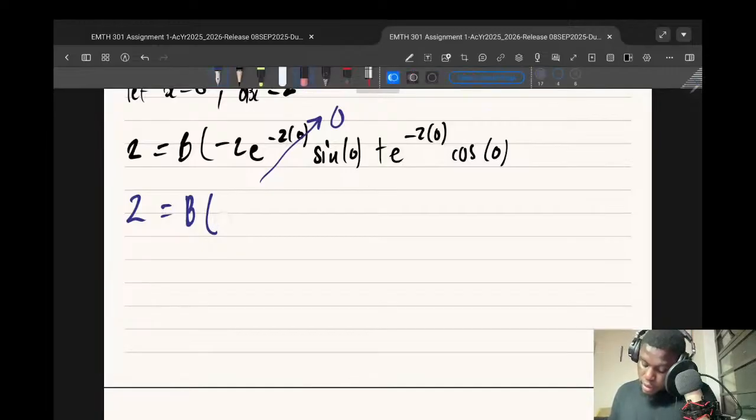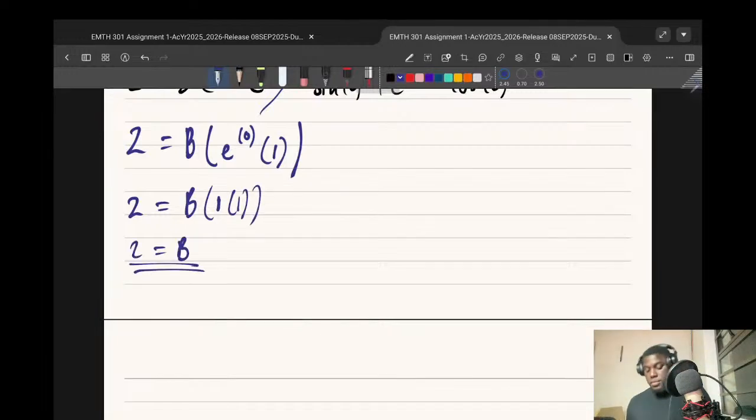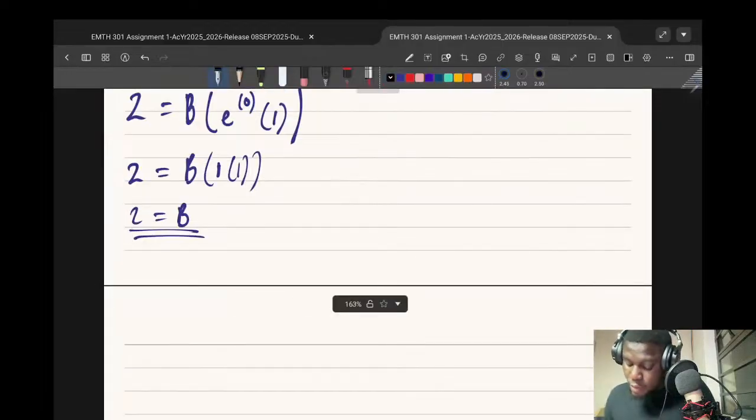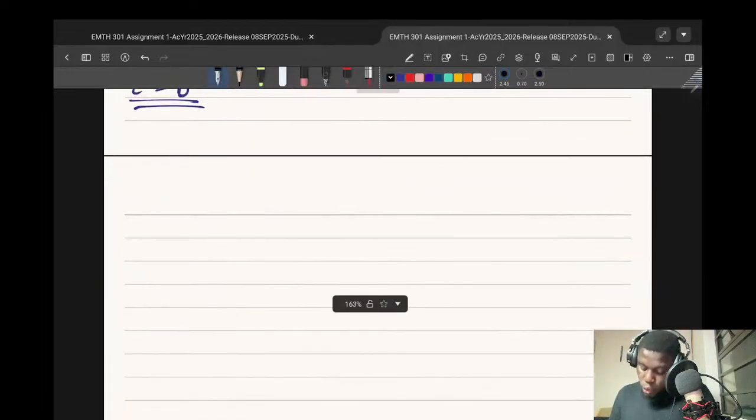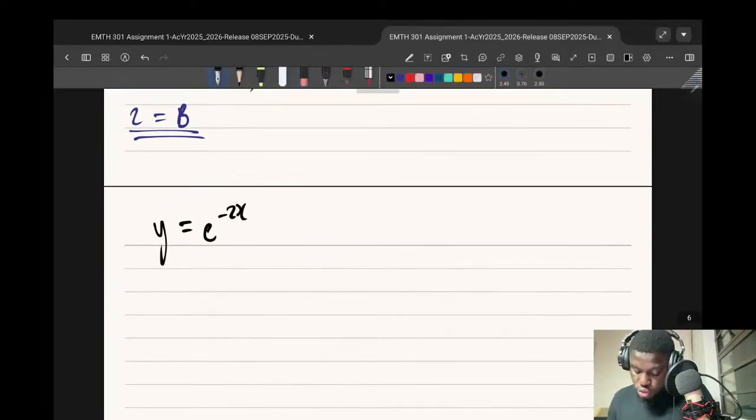Then you have now e to the negative 2 by 0 is e to the 0 by cos 0 is 1. So any number to the power 0 is going to be 1 as well. So 2 is equal to b multiplying e to the power 0 is 1 by 1, which is going to be 2 is equal to b. So here we have it. Now we can just write, we're done. So you are going to write y is equal to e to the negative 2x, then in here we just say b, which is 2, 2 sine x.